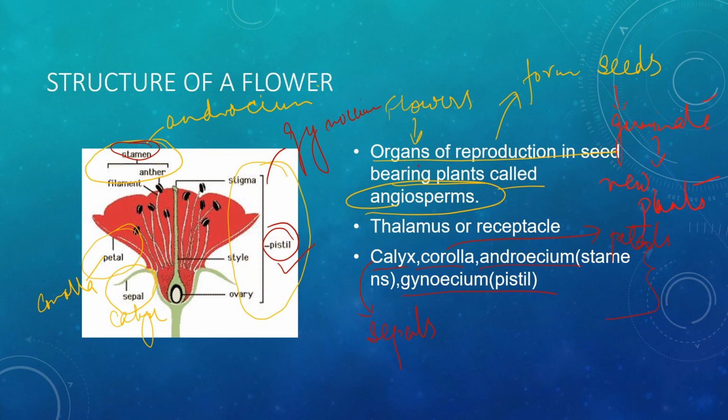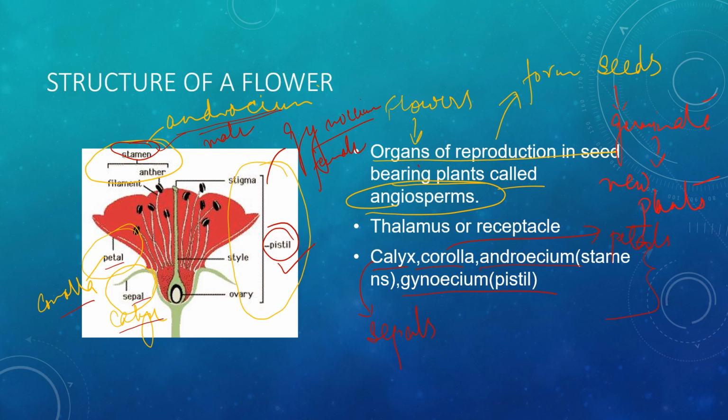Just remember the outermost part is the calyx or sepal, then comes the petal or the corolla, then the androecium or the stamen part, which is the male part of the flower. And then comes the gynoecium or the pistil. So this is the female part of the flower. Is it clear to everyone?